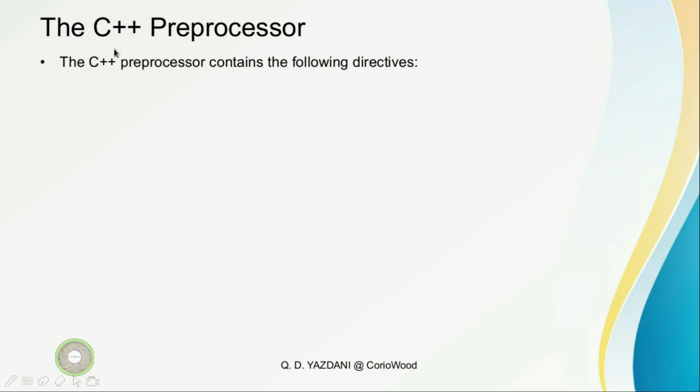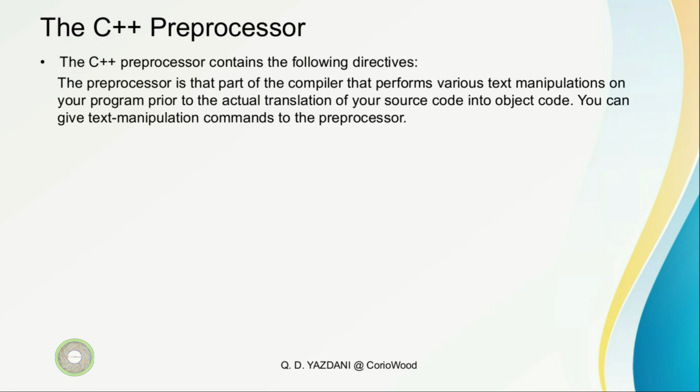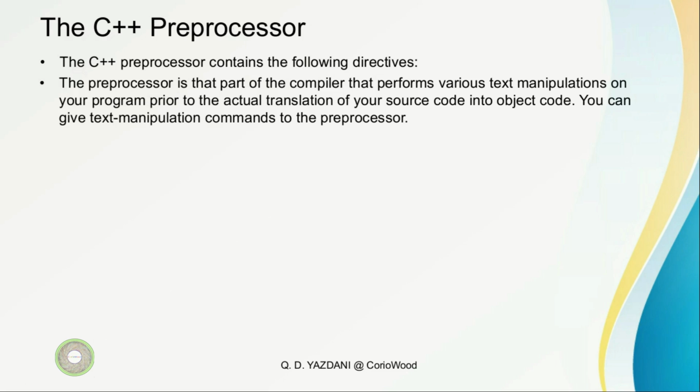All right, the C++ preprocessor. Now we're coming to the preprocessor, as we said at the beginning of the video. Define is one of the preprocessor directives. The preprocessor is the part of the compiler that performs various text manipulation on your source code before translating it into object code. You can give text manipulation commands to the preprocessor.